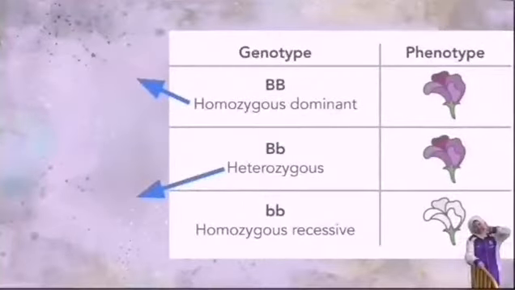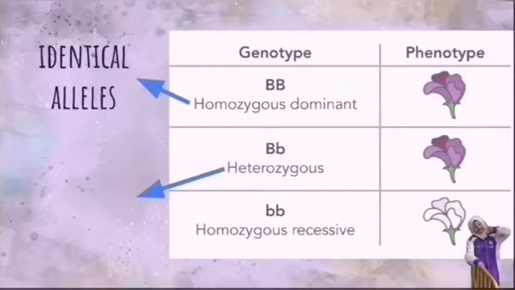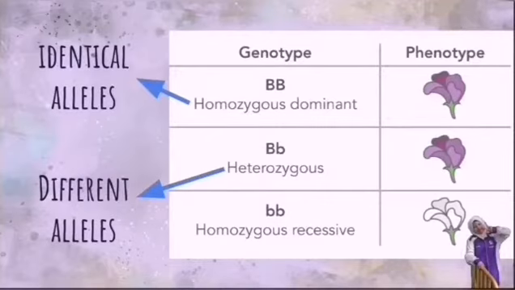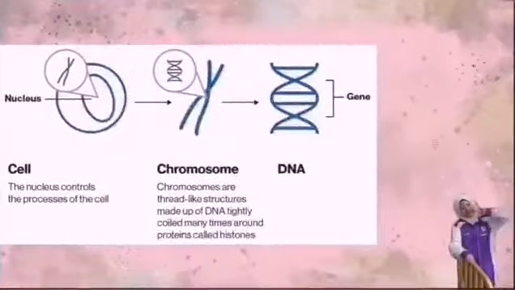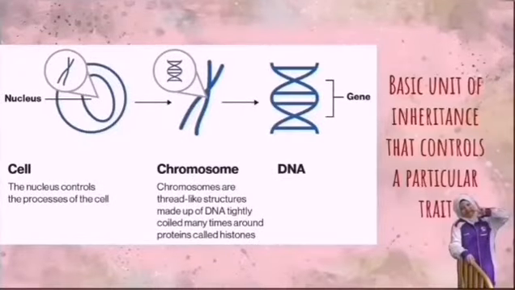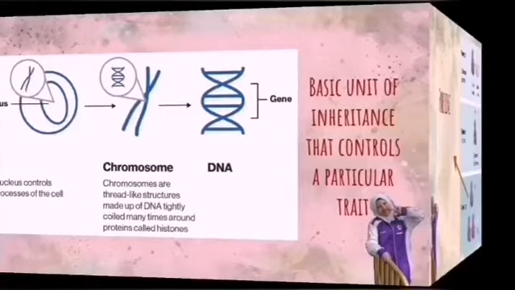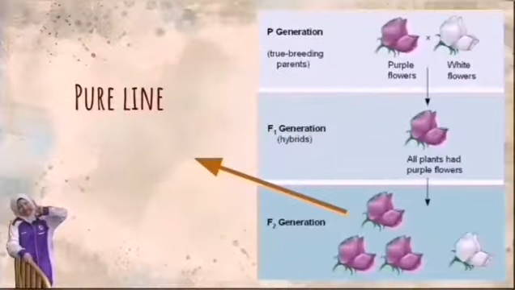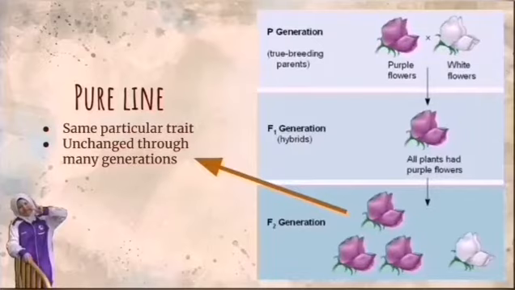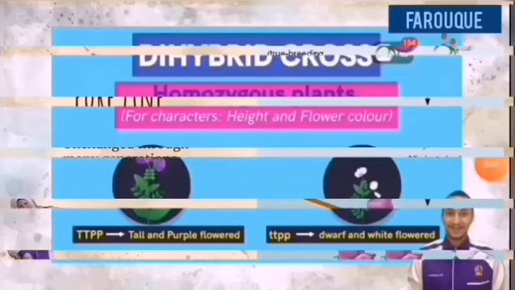Homozygous: identical alleles, like capital B and capital B, or small b and small b. Heterozygous: different alleles, like capital B and small b. Gene: the basic unit of inheritance that controls a particular trait like color, height, or else. Pure line: the same particular trait, unchanged.